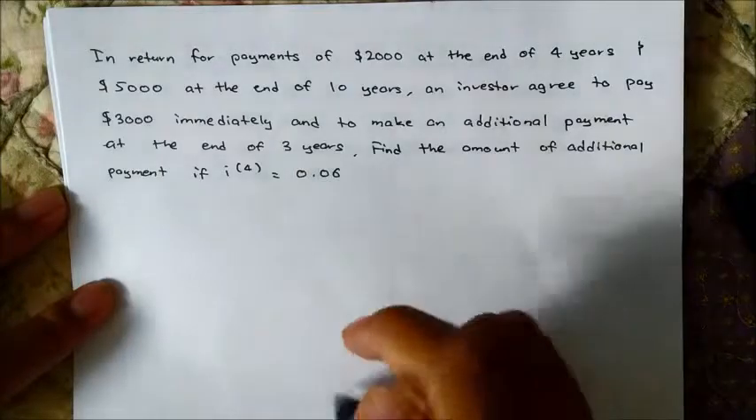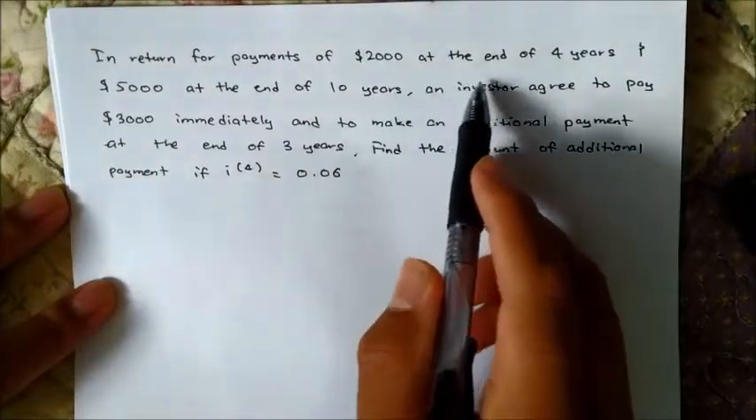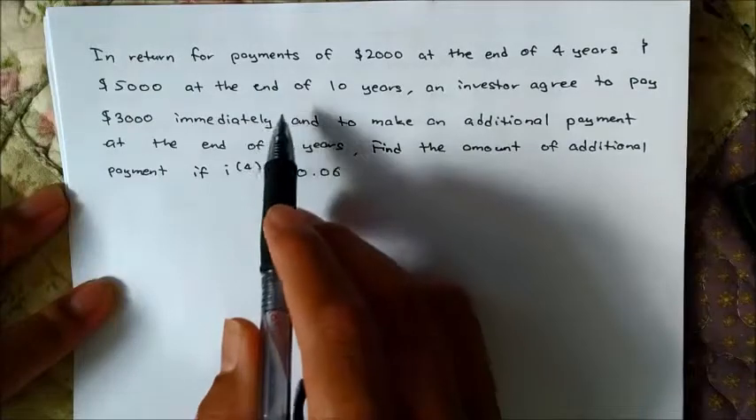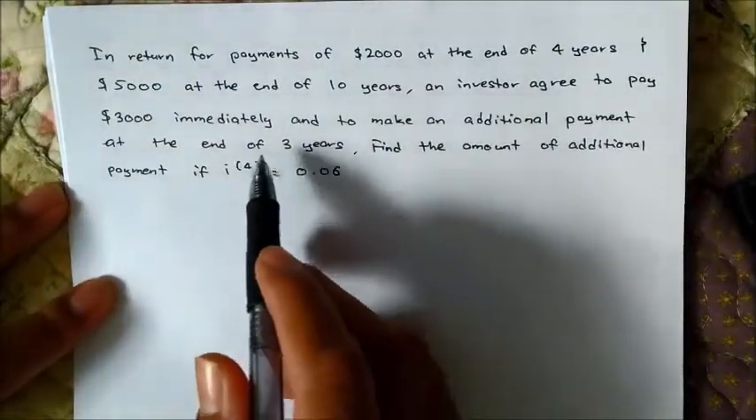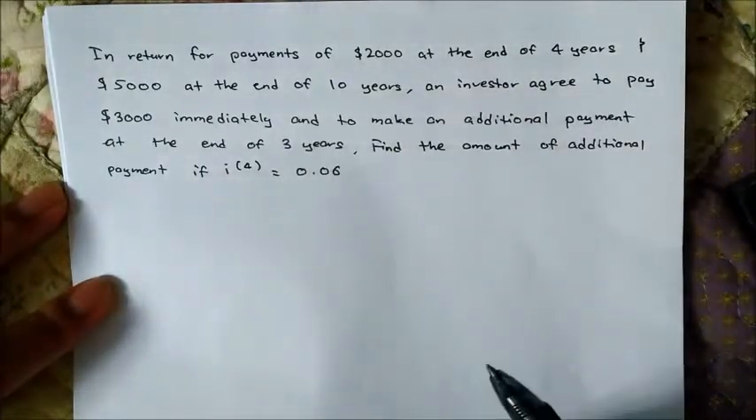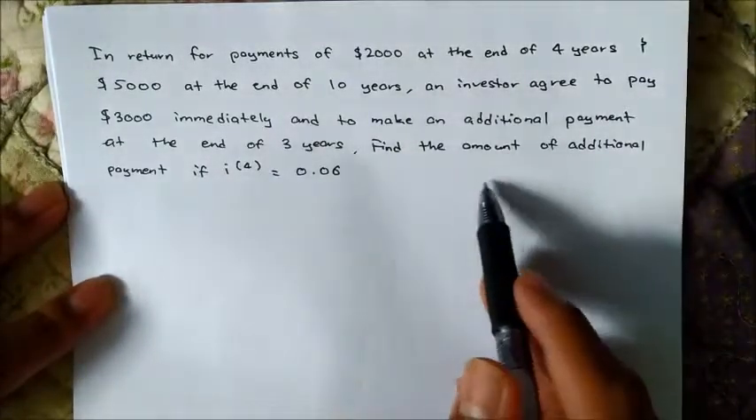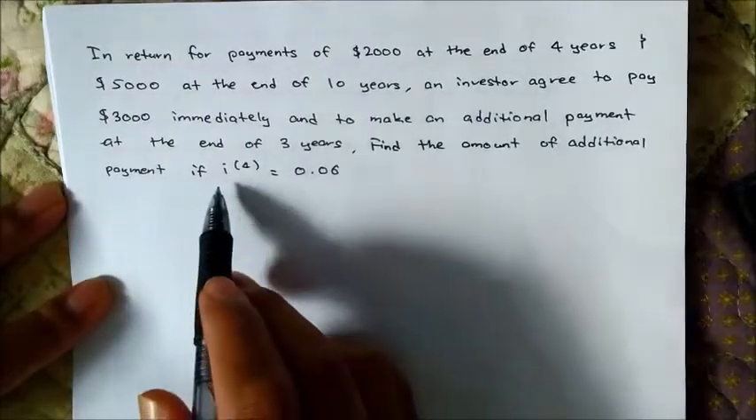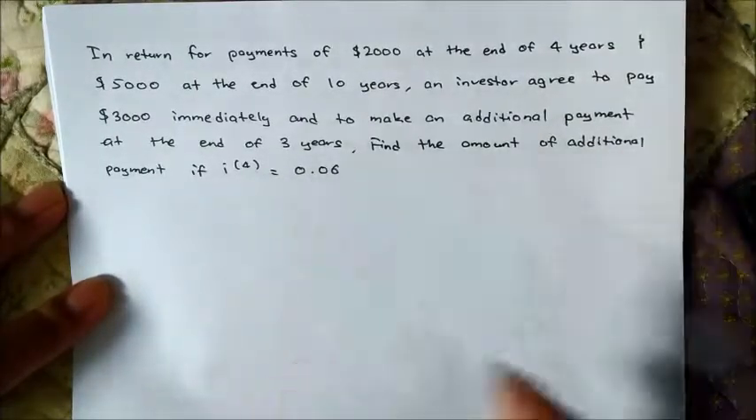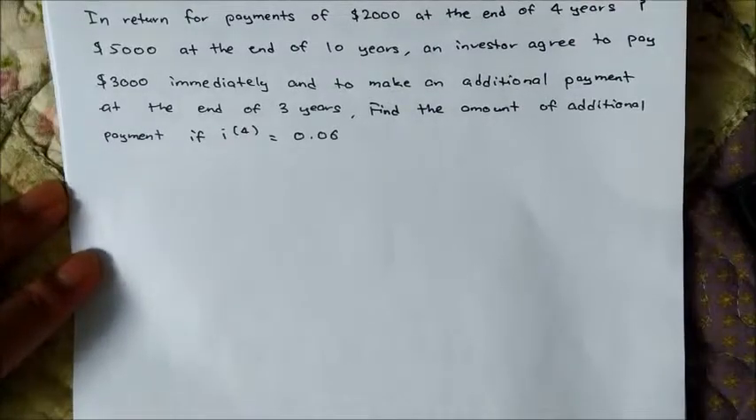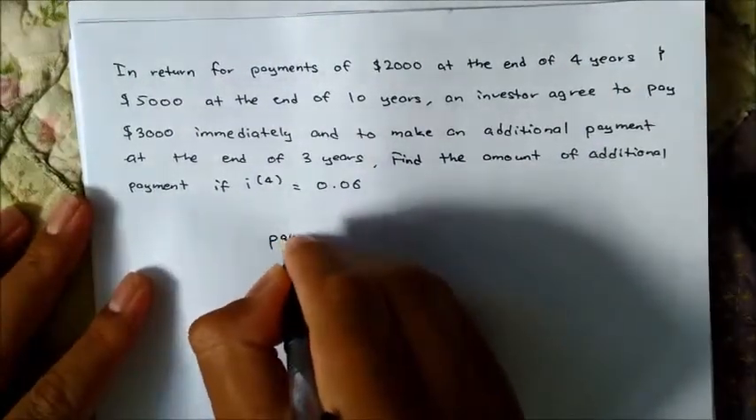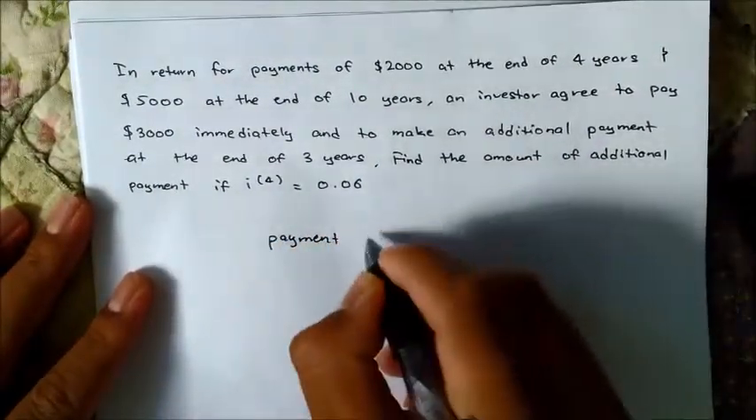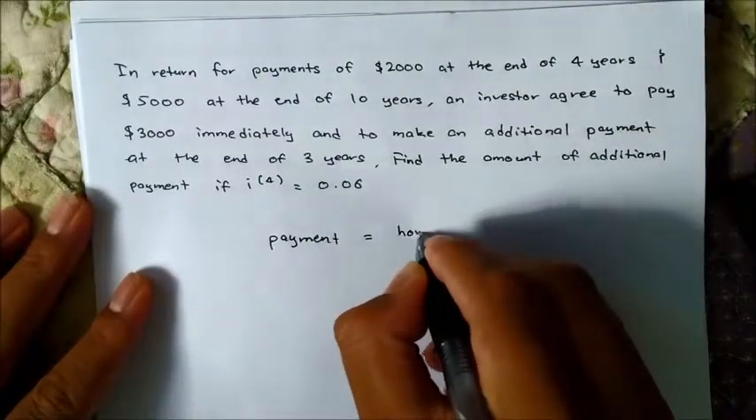In return for payments of $2,000 at the end of 4 years and $5,000 at the end of 10 years, an investor agreed to pay $3,000 immediately and to make an additional payment at the end of 3 years. Find the amount of additional payment if i(4) equals 0.06. Alright, in this case, we know that payments must be equal to how much we get.